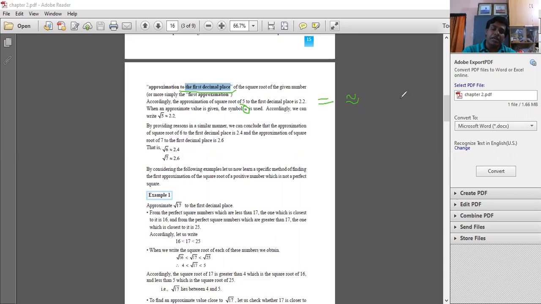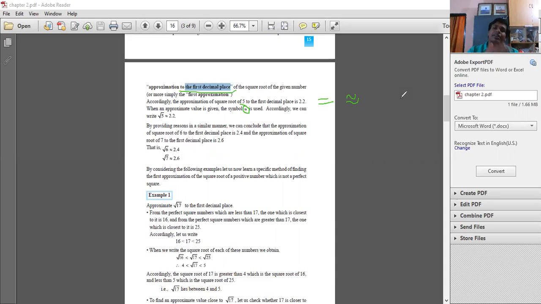It is between that. So what we are going to do is trace it back to their square roots. 4 will give you 2 and 9 will give you 3. So definitely the square root of 6 should be between 2 and 3.